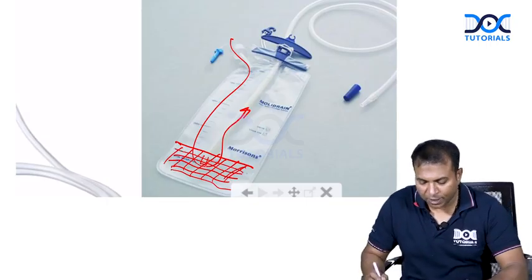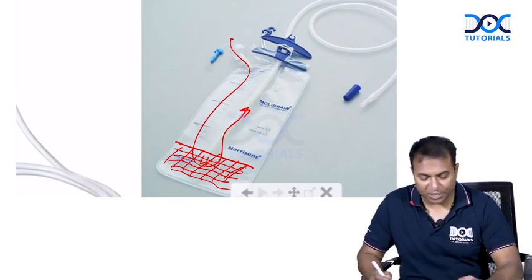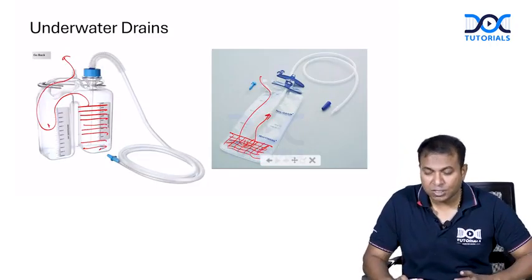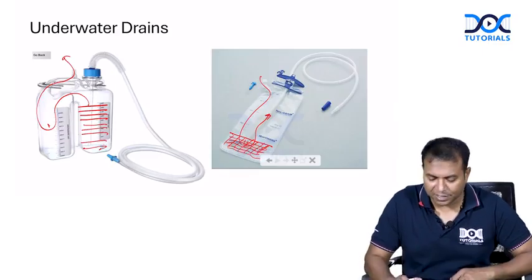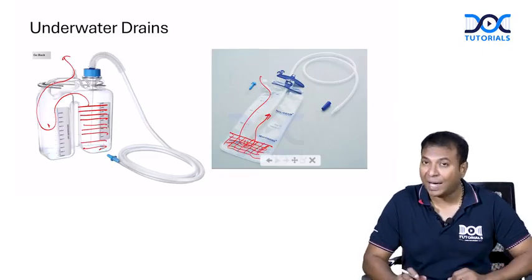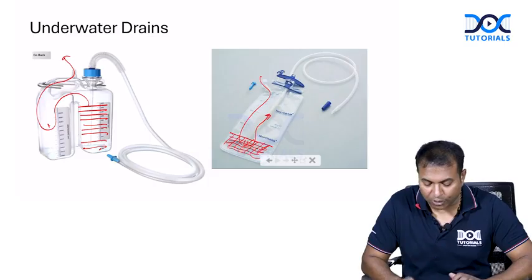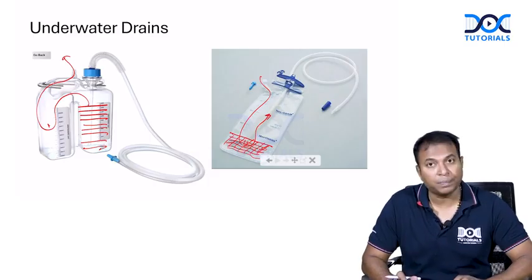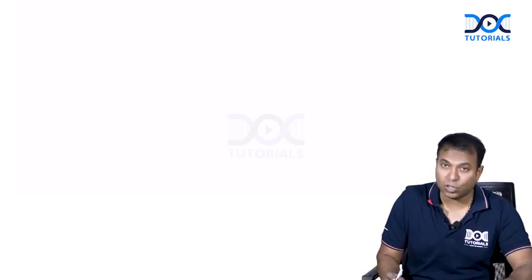So this is a new type of underwater drainage tube. Instead of making it fully compact plastic, a small plastic bag-like thing is also available now. These are underwater drain bags. Please don't forget, we have to connect to the intercostal drainage system. So now you are going to put the intercostal drainage tube.